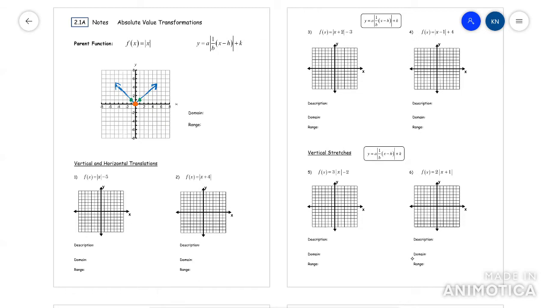Just keep in mind, by default, from that orange dot to the green dot, it's up 1, over 1. So keep that in mind. That will change. You'll see.